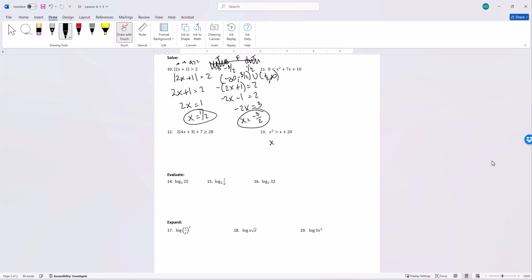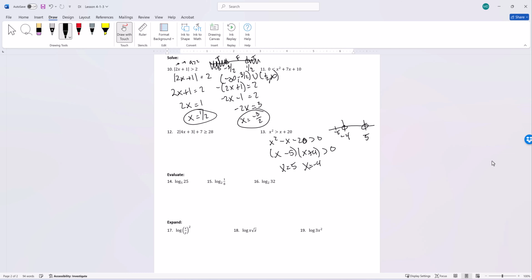For this one, you're going to have to get everything to one side first. Then you can go through and factor it. So x minus 5, x plus 4. Right? Pretend it's an equal sign. So you're going to get x equals 5, x equals negative 4. Number line, open circle because it doesn't say equal to. We test true or false.